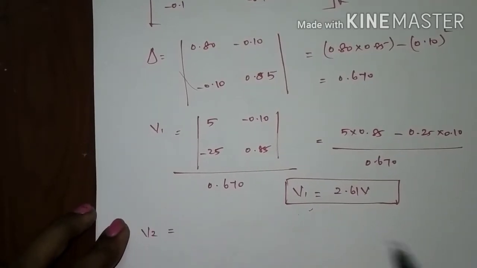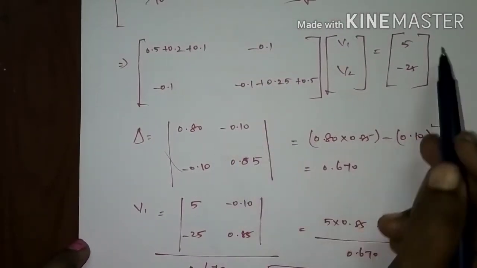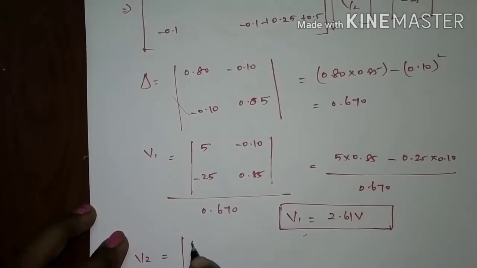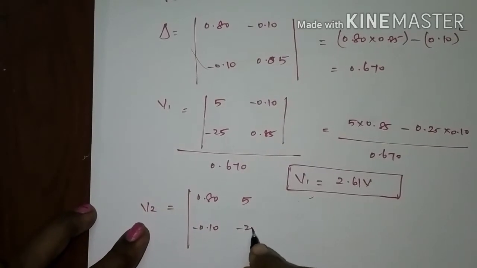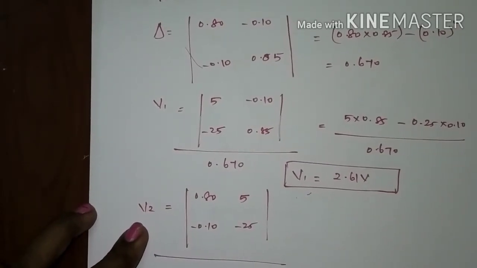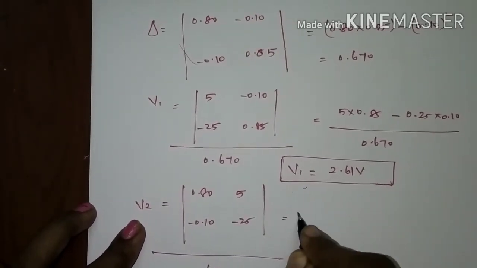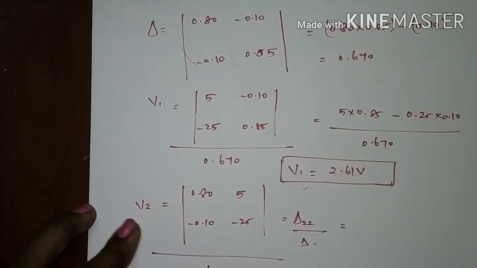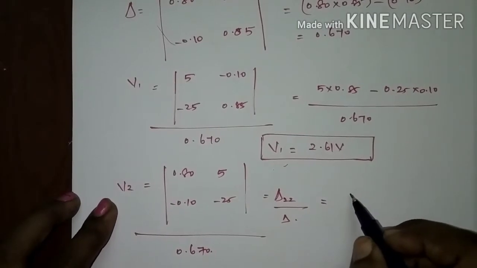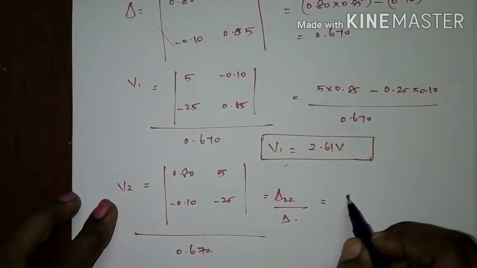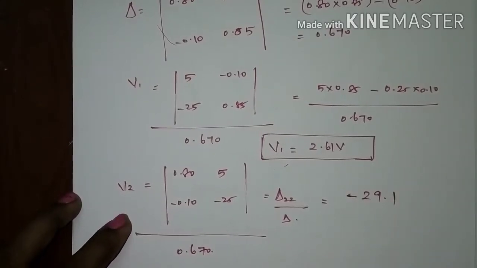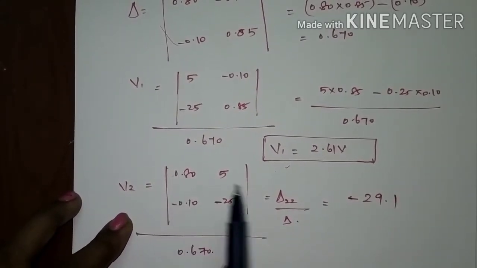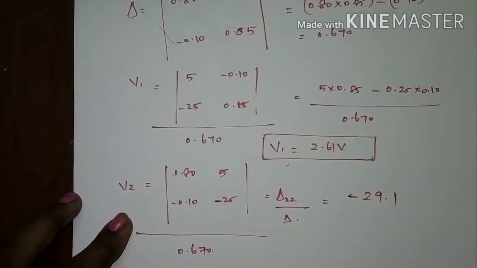V2 can be found by replacing the second column with the current value. So, 0.80 minus 0.10, 5 and minus 25 divided by the normal del value. So, the V2 formula is del 2 divided by del, right. So, you will get the V2 value as minus 29.1. Since here it is negative, you will get a value of minus 29.1.